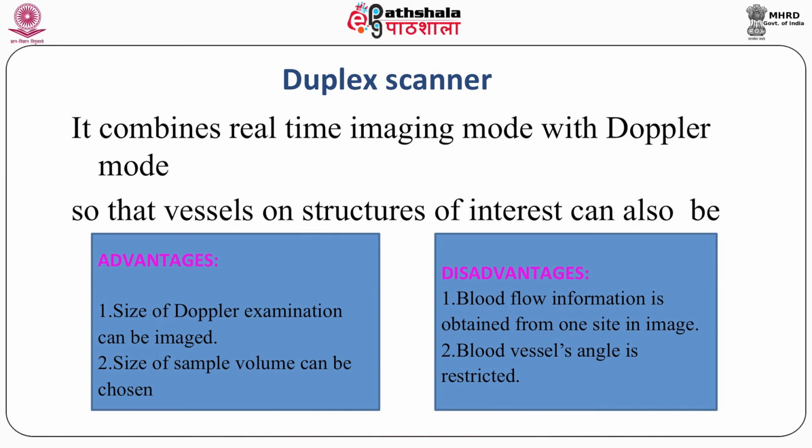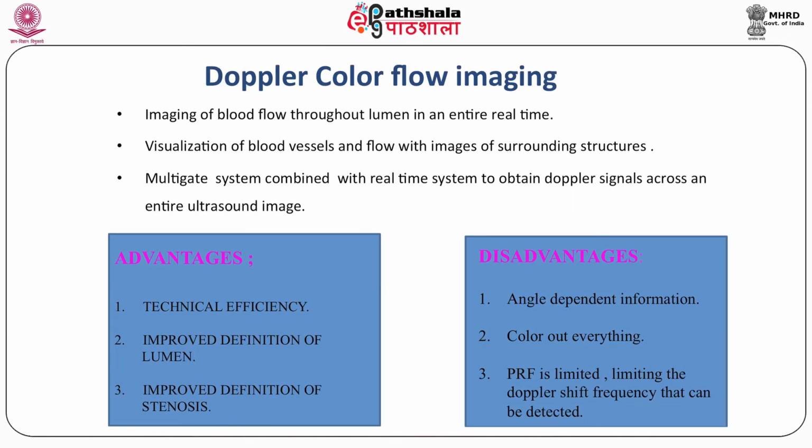The advantage of duplex Doppler is that the site of Doppler examination cannot be missed because it combines the real-time ultrasound with the Doppler sound, and the size of the sample volume can be chosen. The beam vessel angle can be measured very accurately within 2 to 3 seconds. But the disadvantage of duplex Doppler is that here the beam angle may be restricted. Blood flow information is obtained from only one side in the image.